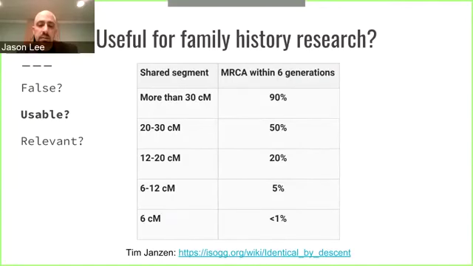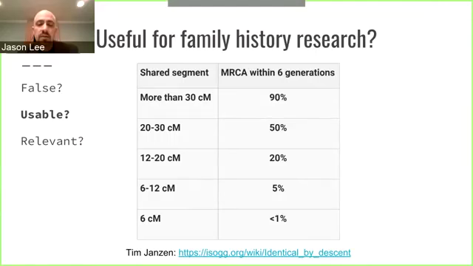And this is a table from data that Tim Jansen analyzed, and this is from the ISOG wiki page entitled Identical by Descent. And the take-home point from this table is that even if we have gotten around the issue of a potential false positive, we still have to contend with the issue of whether the match is usable.